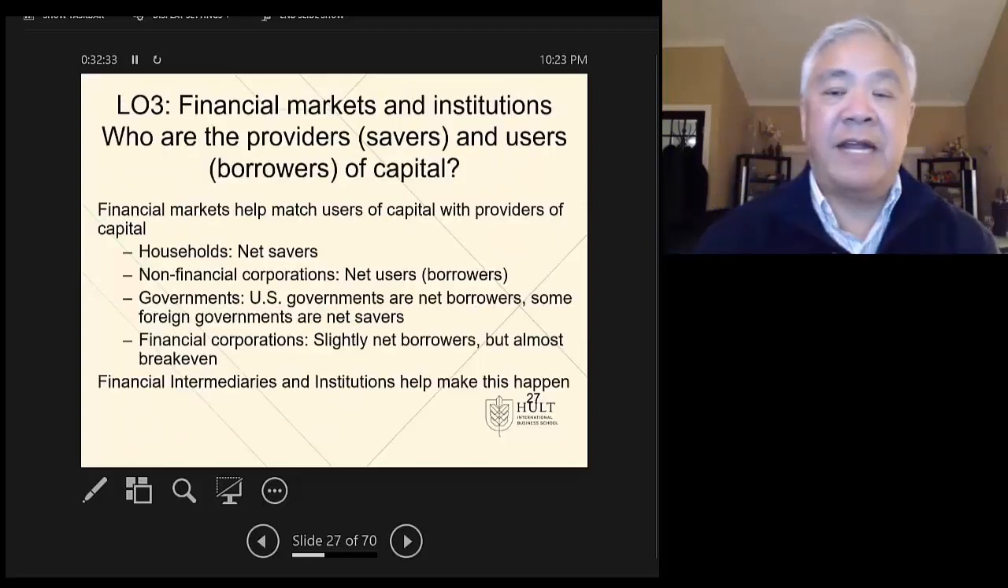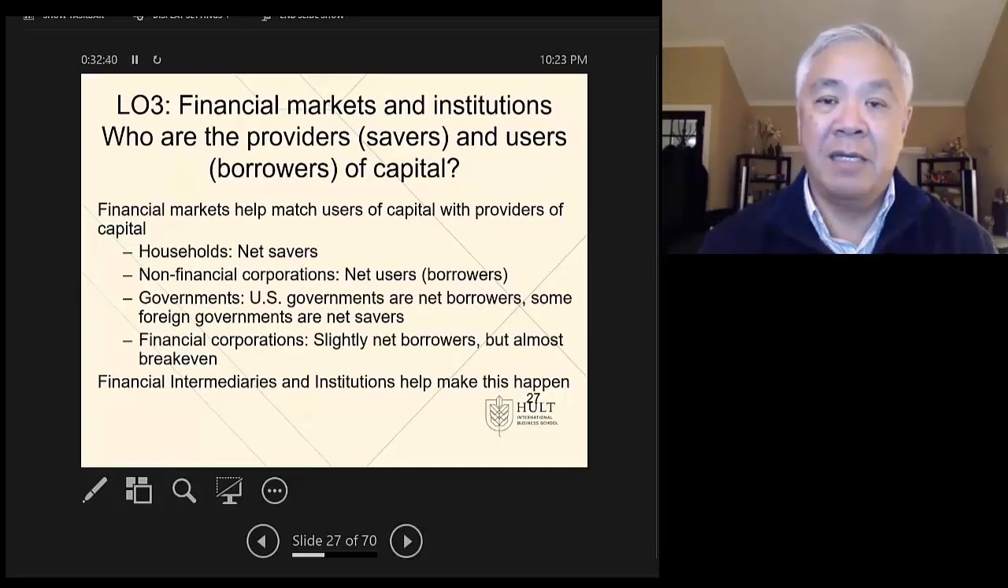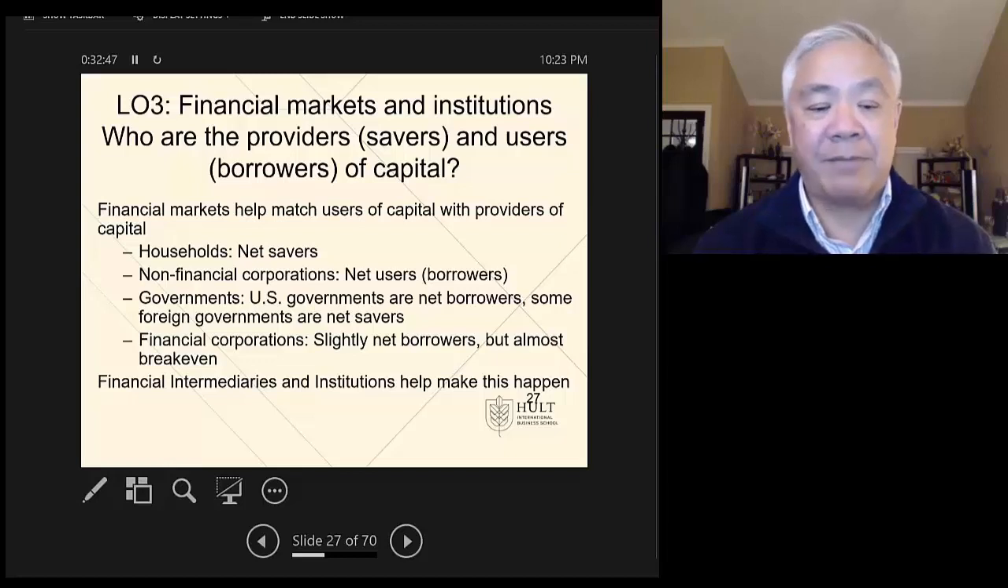Third objective is financial markets and institutions. And this is just how money flows between those who have money, the providers of capital, to those who need money, the borrowers or the users of capital.